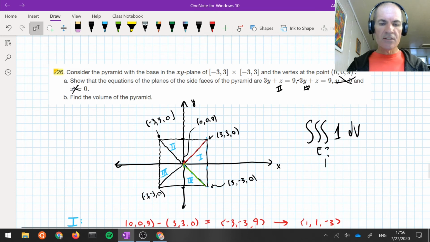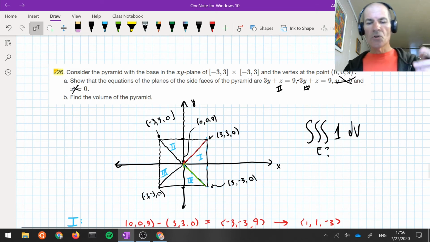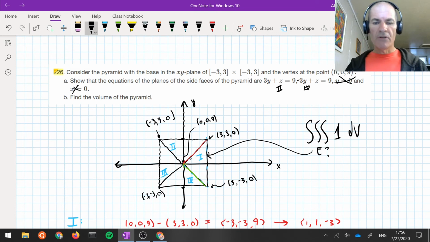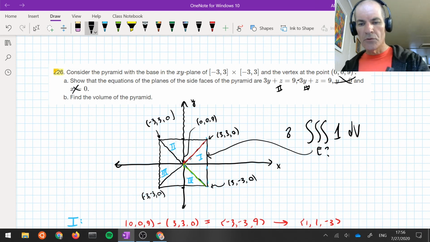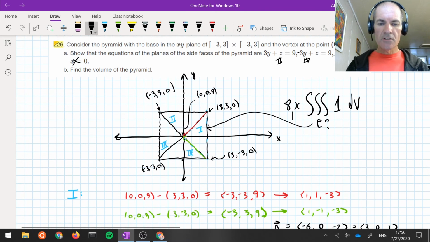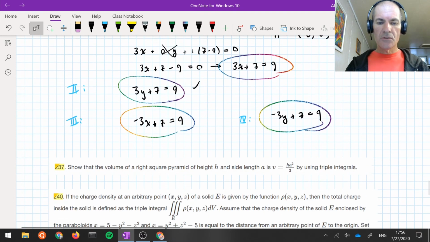How many slices or chunks of the pyramid are there that look like this piece up here in the first quadrant? There are 8. So what we can do is figure out what that volume E looks like and then multiply the result by 8. So focusing on just the volume under this face in the first quadrant, let's do this integral.